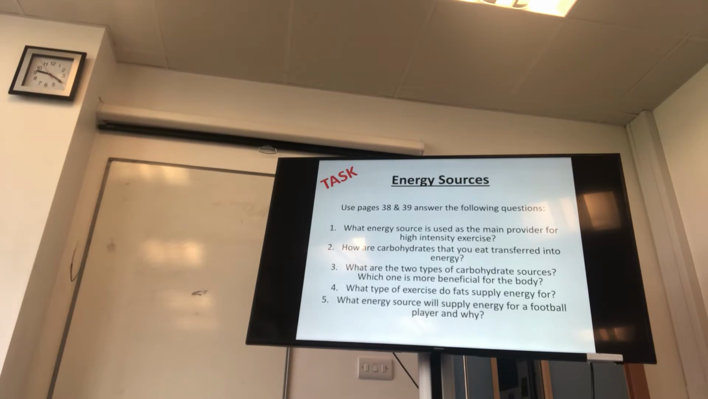Let's look at the questions together. What energy source is used as the main provider for high intensity exercise? Carbohydrates. Good. Jemima, how are carbohydrates that you eat transferred into energy? Broken down into glucose or glycogen. Perfect. Zara, what are the two types of carbohydrate sources and which one's more beneficial for the body? Complex and simple. Perfect. And complex is better for the body.